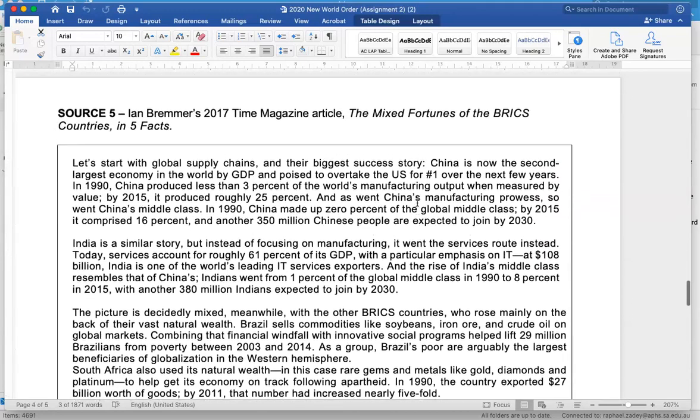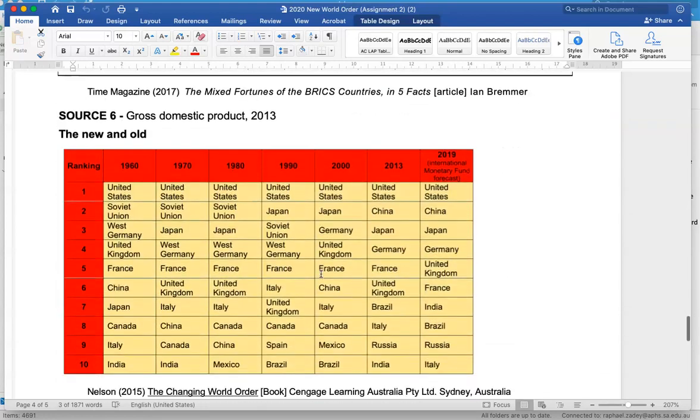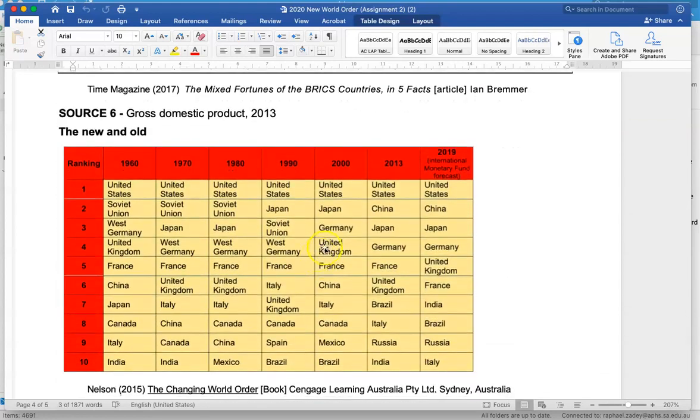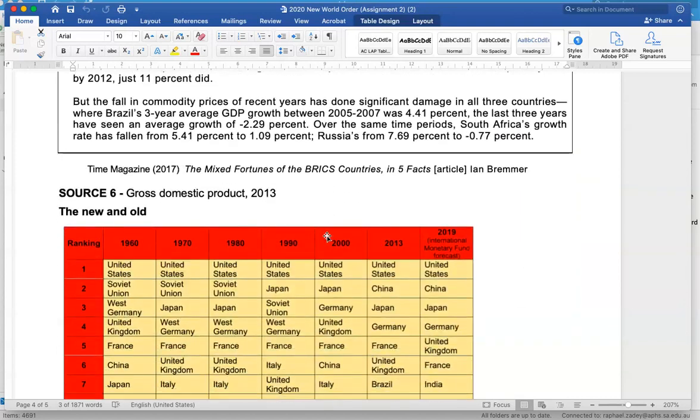And the document here, source number 5, supports that by giving us the names of the nations within the BRICS groups. However, source 6 does not tell us which of these nations are BRICS groups. So there is some divergence already. 4 and 5 give certain information. 6 does not support that information.